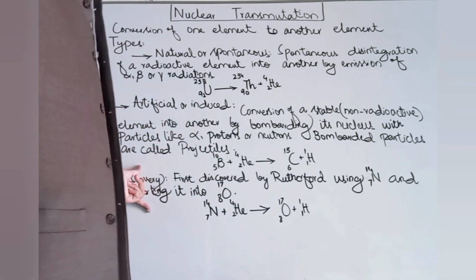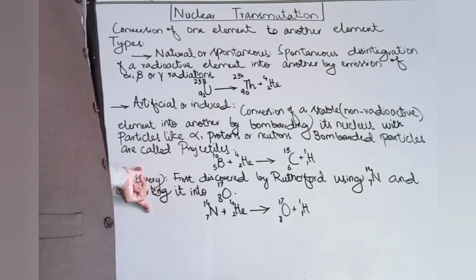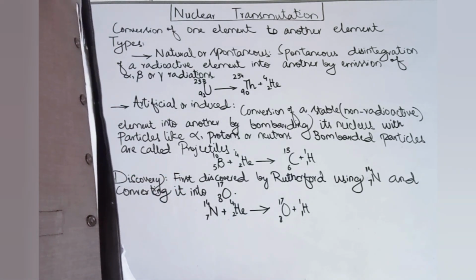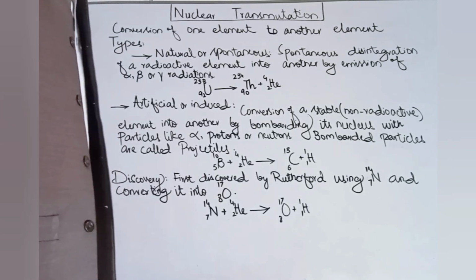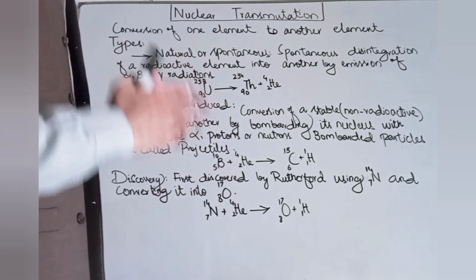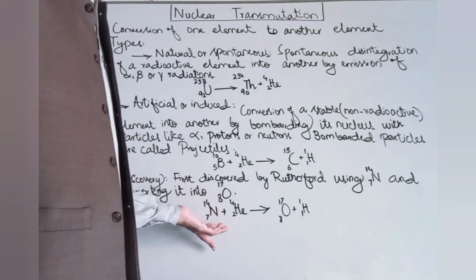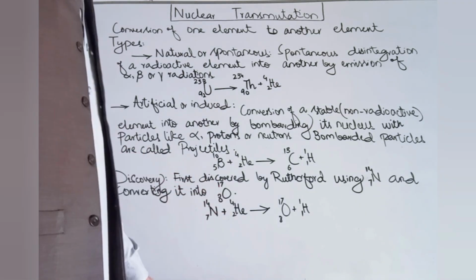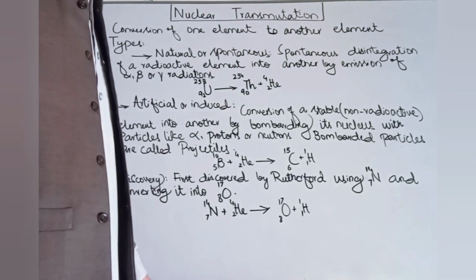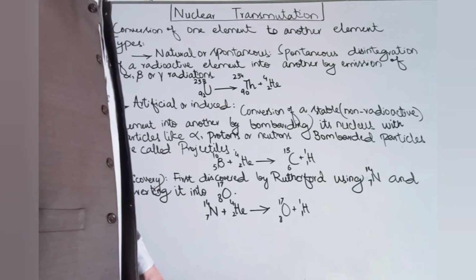If we talk about the discovery of artificial radioactivity or artificial transmutation, it was first discovered by Rutherford, who bombarded the stable nitrogen-14 nucleus with an alpha particle, and after the bombardment the nitrogen nucleus was transmutated into an oxygen nucleus with the emission of a proton.